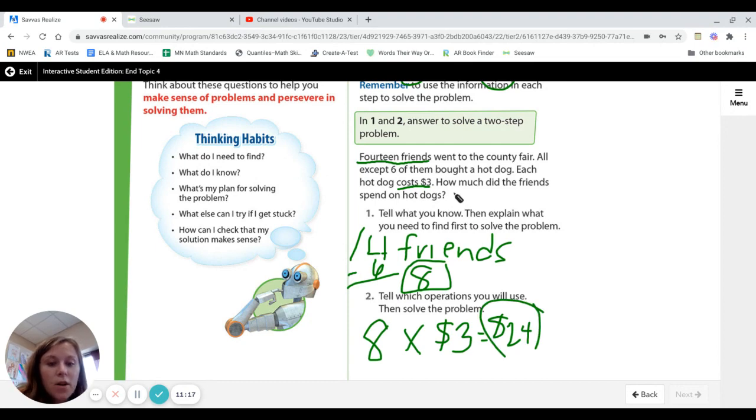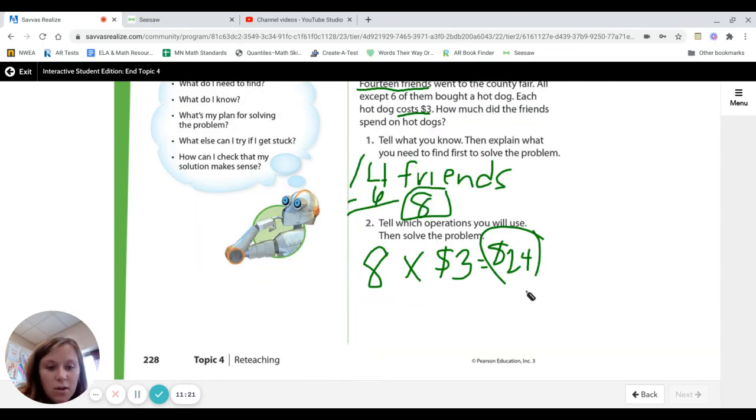And I'm going to go back to my problem to make sure I answered the question. How much did the friends spend on hot dogs? $24.